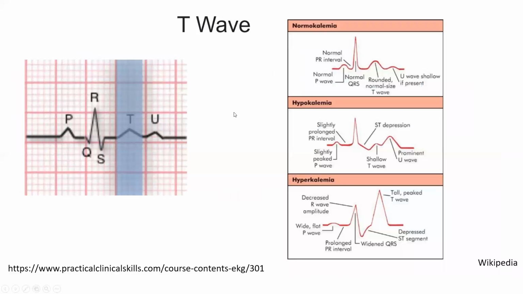Then next we will evaluate the T wave. The T wave can also give us a lot of information, especially for patients who have problems with serum electrolytes. For example, if the patient has hypokalemia, the T wave will be shallow, and we can also see a U wave in this patient. If the patient has hyperkalemia, there will be a tall T wave, bigger than the R wave.